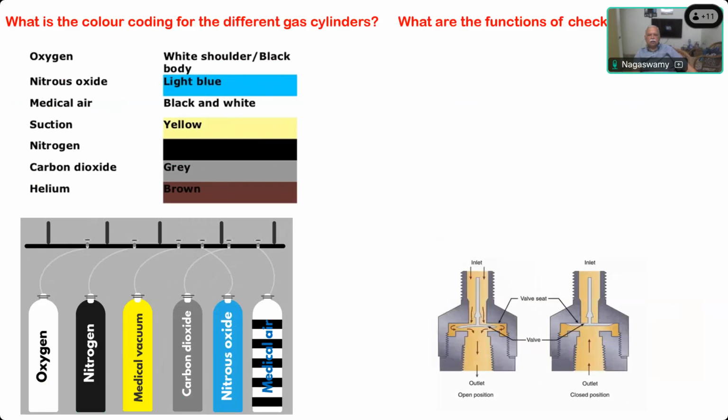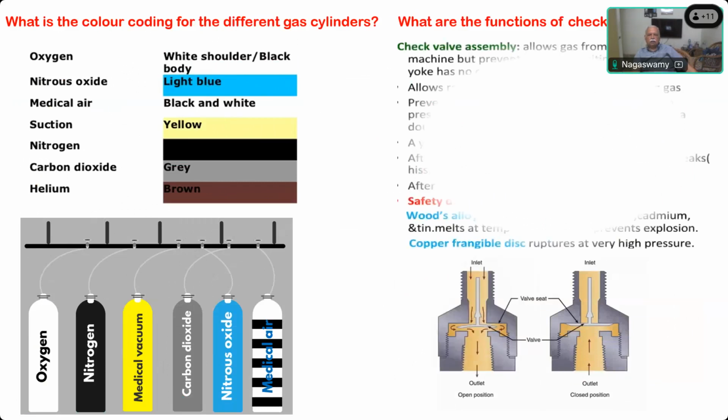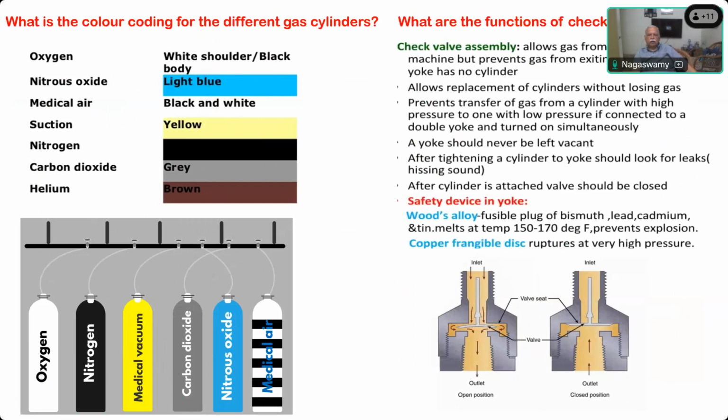So what are the functions of the check valve assembly? It prevents the gas from going in the reverse direction. It allows gas from the cylinder to enter the machine without going back or going to the next outlet. And the safety devices in the yoke are the alloy crystal plug and copper fragile disc. These are the things which I told you earlier.